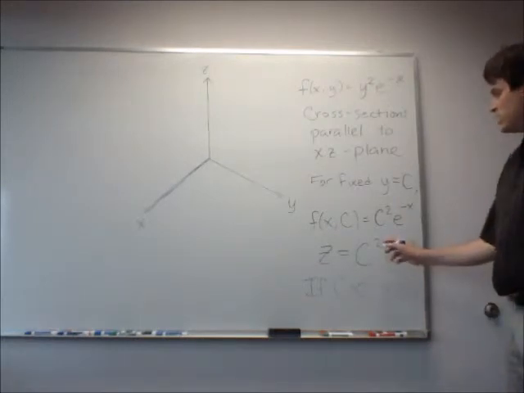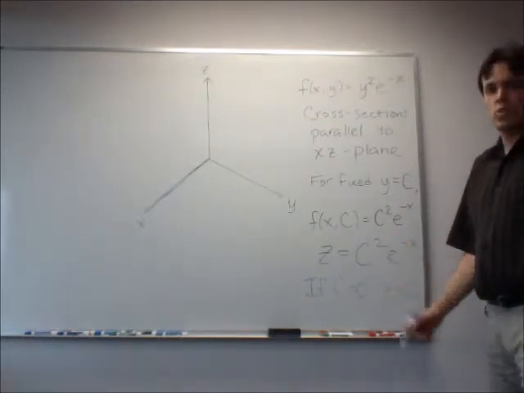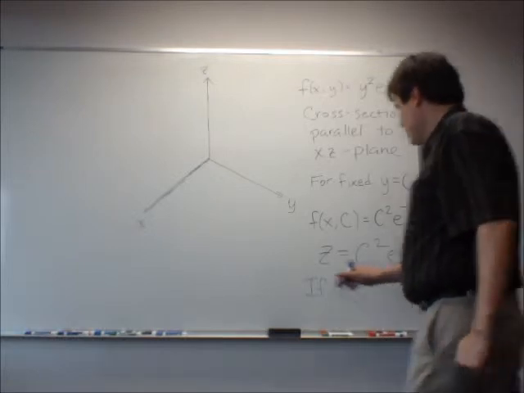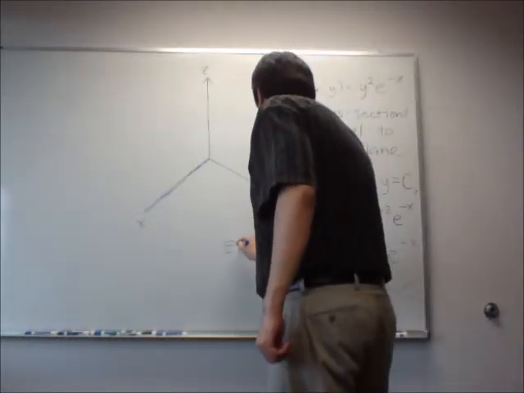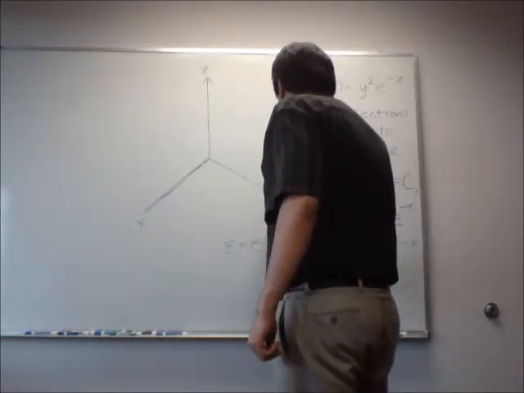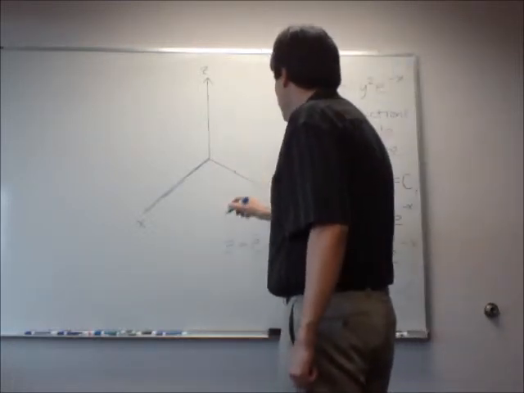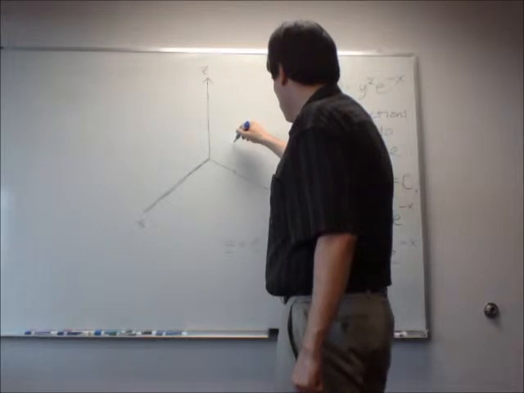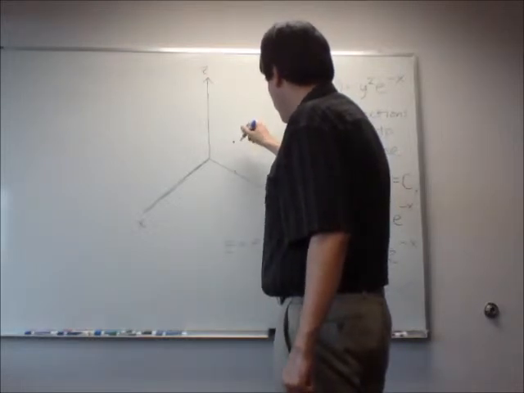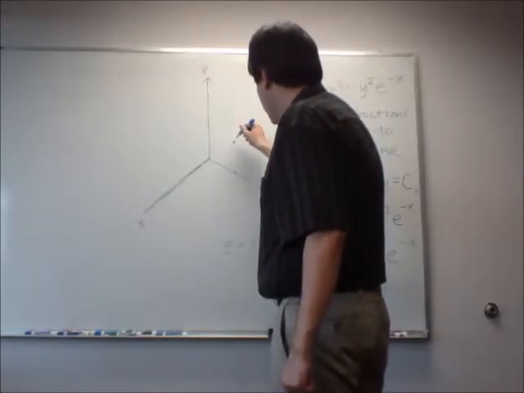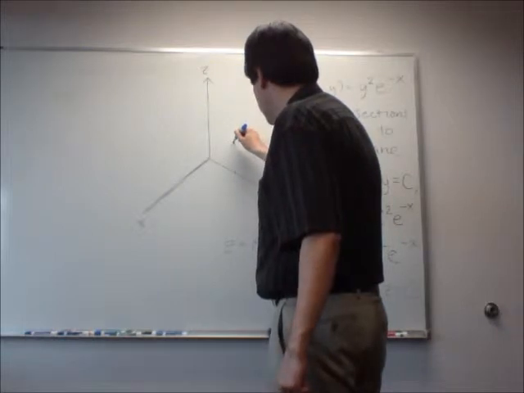Okay, now what if c is something else, like 1? So what if y is 1? If y is 1, then I have z equals 1 squared times e to the minus x. So if y is 1, then I'm going to start at 1, and my height is going to decay as I move in the positive x direction.